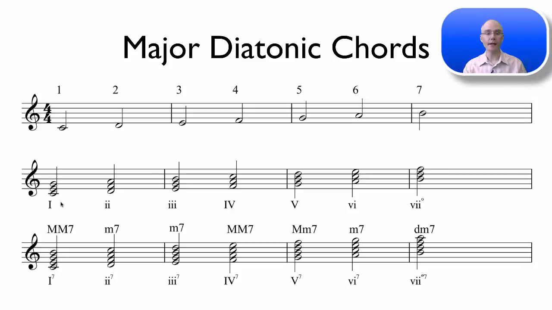Let's take a look at, in a major key, what kinds of triads we get. On the first scale degree, fourth scale degree, and fifth scale degree, we get major chords. Then we get minor chords on the second, third, and sixth. And then we get a diminished triad. We get a minor third followed by a minor third. Note that a minor triad has a minor third on the bottom and a major third on top.